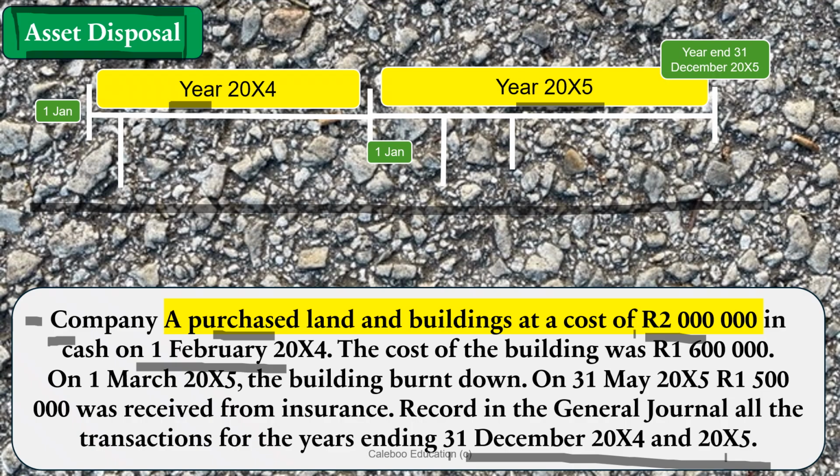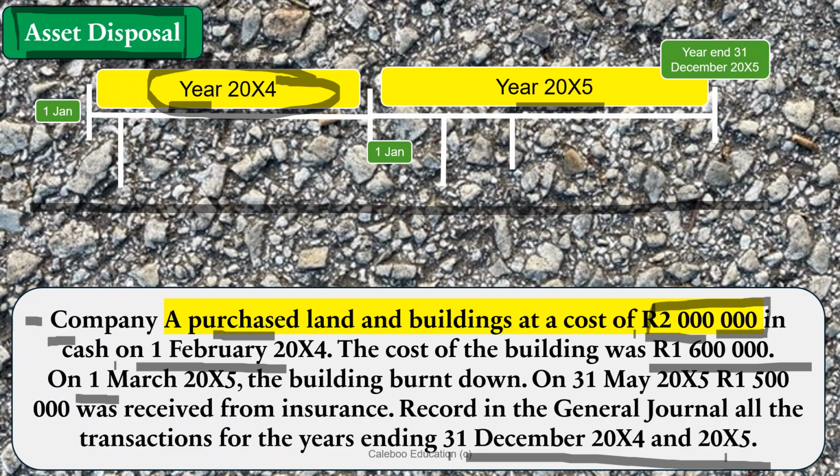So the first thing we did was purchase land and buildings in cash on the 1st of February in year 1, 2004. The cost of the building was 1.6 million. So they're giving us, in the 2 million, the price paid for land as well as the building, with a breakdown. The land was actually 2 million less 1.6 million, which is 400,000. When we do depreciation, it will be on the building portion of the land and buildings.